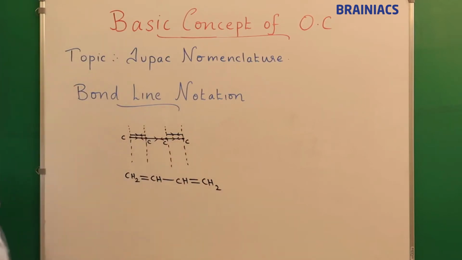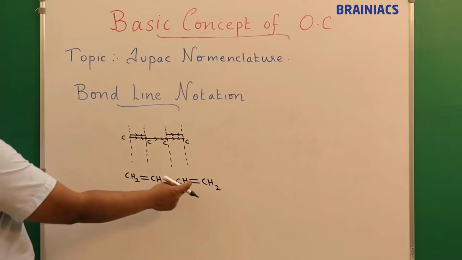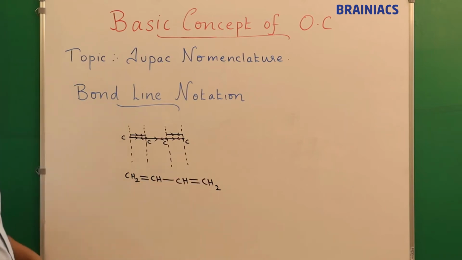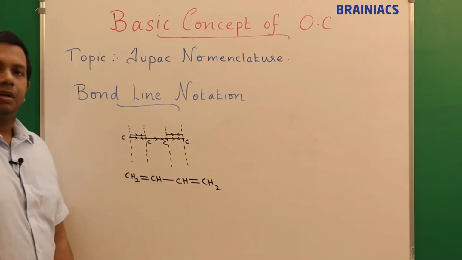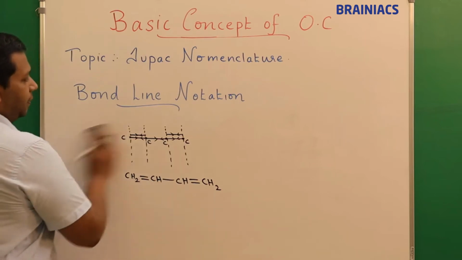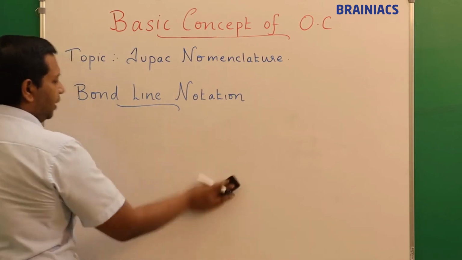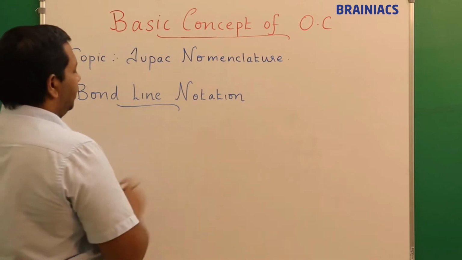So this should be the formula. Understood? CH2, CH, single bond CH, double bond CH2. So this is the way we interpret double bonds. Now we will see a triple bond. Okay, so let it be like this.